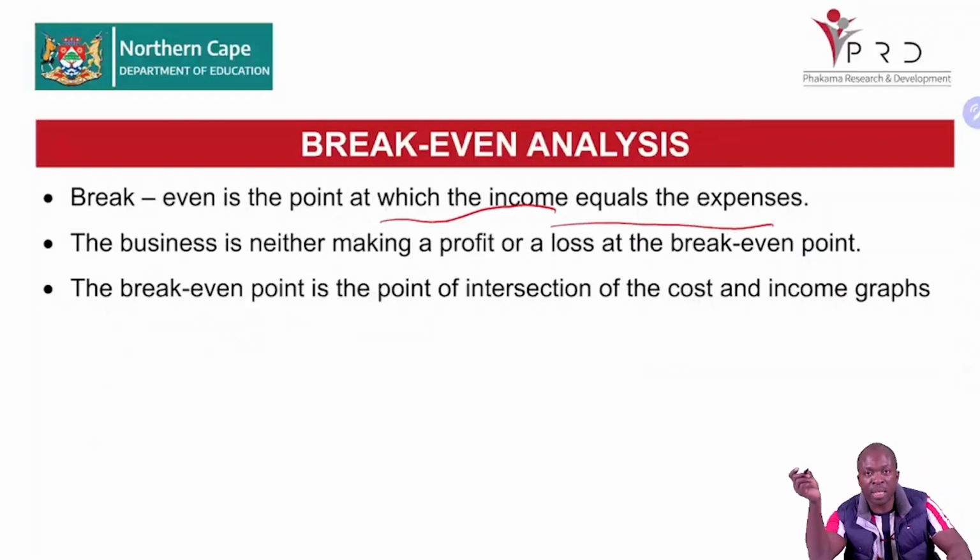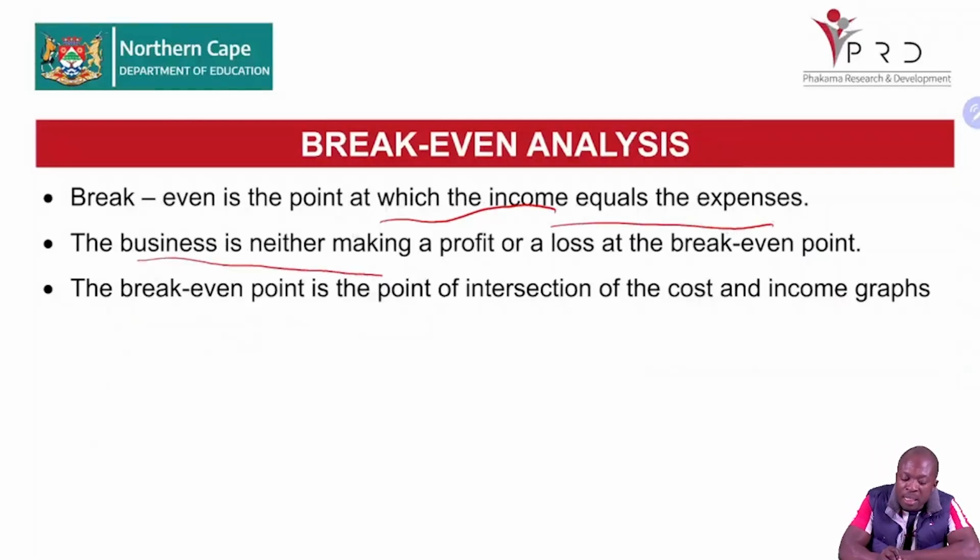Remember, I told you already. We are not talking of the point where the income and expenses cross or they meet or they intersect. Those are not the words you must use in the examination. You must say it is the point where the income is equal to the expenses. At that point, the business is neither making a profit nor a loss. Meaning, if you borrowed 2,000 to start the business, and then you have managed to make 2,000, you have broken even.